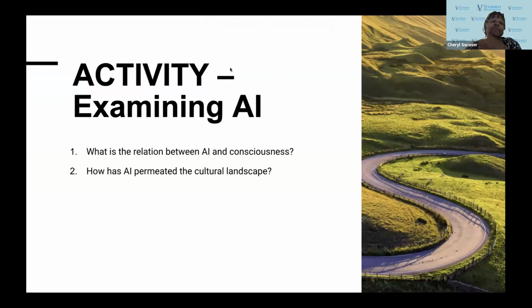Just think about this for a moment and put your responses in the chat. What is the relation between AI and consciousness? What do you think is the relationship between AI and consciousness? And question number 2, how has AI permeated the cultural landscape? So let's take a minute to provide your responses in the chat. Question 1, once again, is what is the relation between AI and consciousness? And how has AI permeated the cultural landscape?